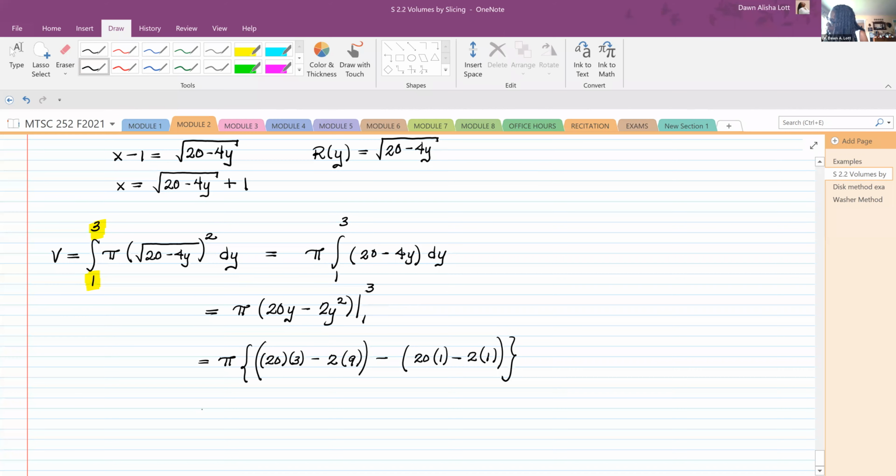Okay. So that's pi. I'm going to get 60 minus 18 minus 20 plus 2. Does that look right? That's what it looks like to me. This is 24 pi.